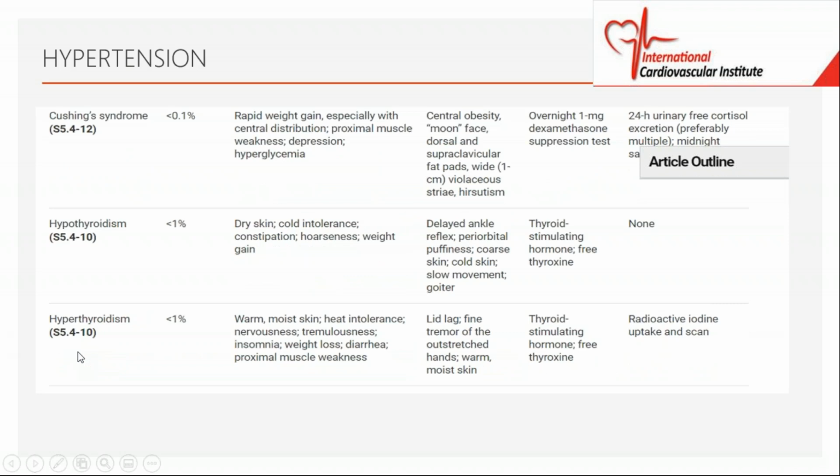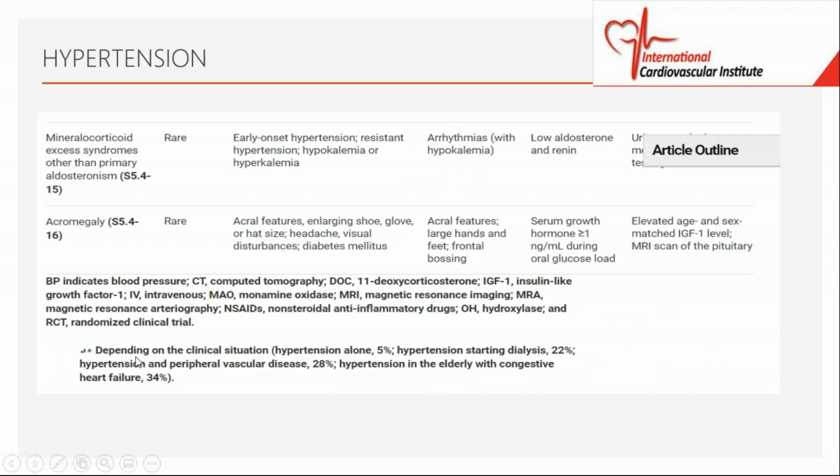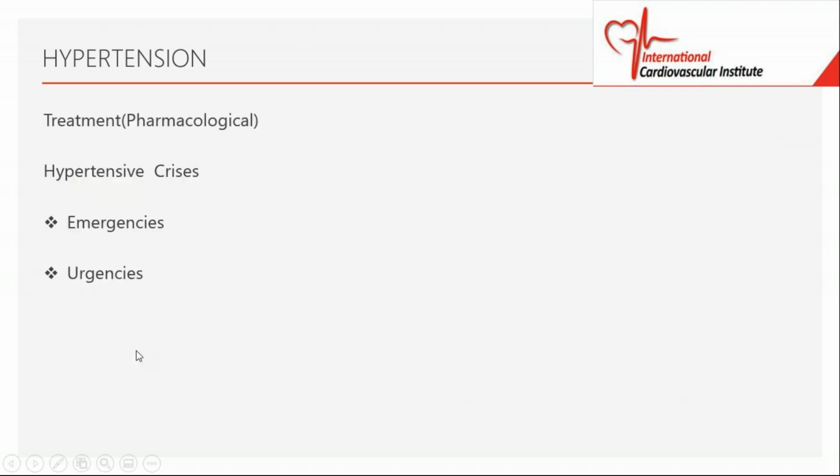Pheochromocytoma can occur, not very common. Cushing's disease, hypothyroidism, hyperthyroidism. So there's a whole host of stuff that can give rise to a secondary hypertension. Coarctation in a younger patient, age less than 30. Okay, so there's a number of things that can do it.